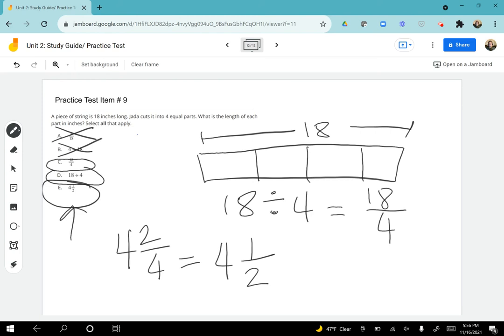And for that reason, it will not count against their grade if they do not select E. However, if they did select A or B, of course, that would result in point deductions because those obviously don't match the situation.